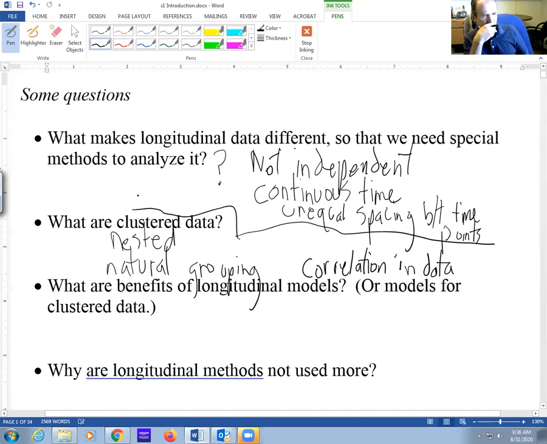What are benefits of longitudinal models or models for clustered data? The models would take into account that correlation between sampling units. Yes, that's one good one. Takes correlation into account. Anything else that you know of?